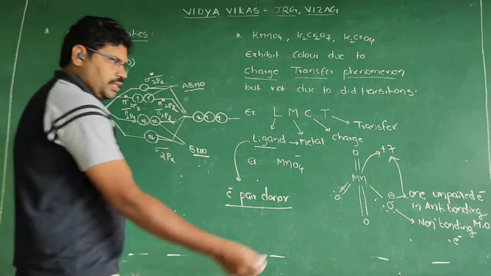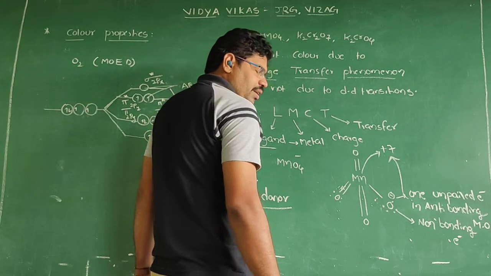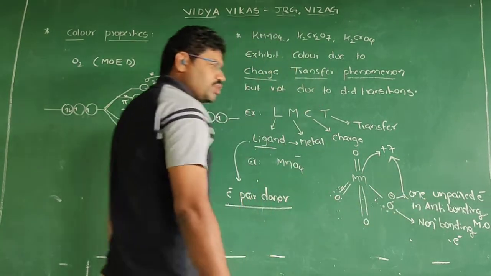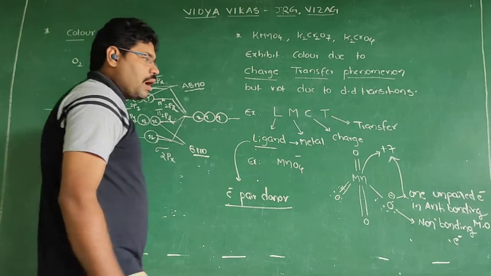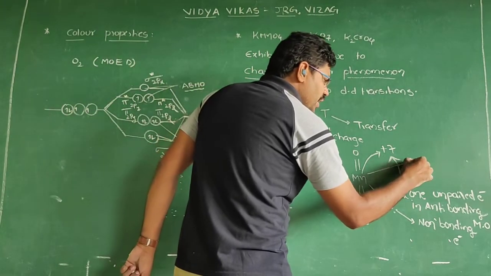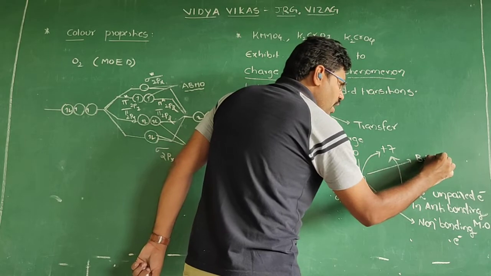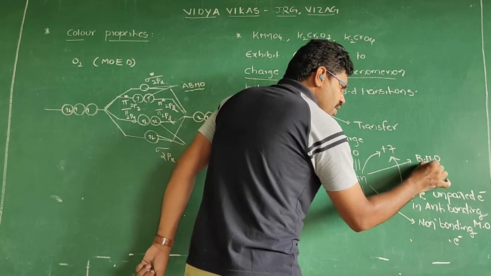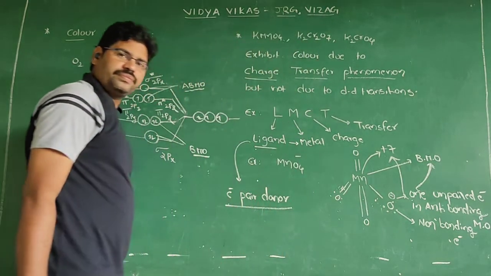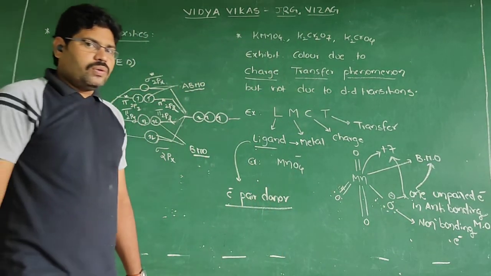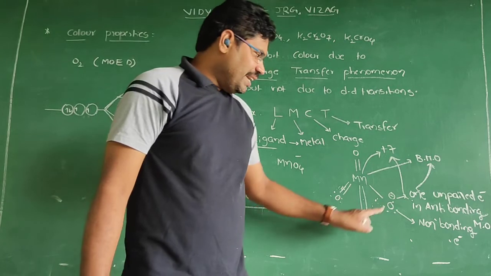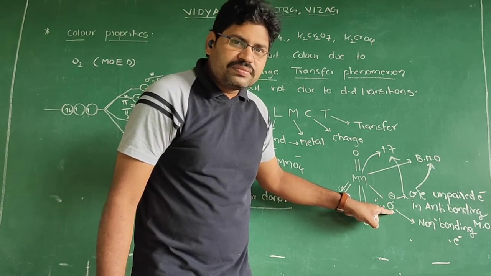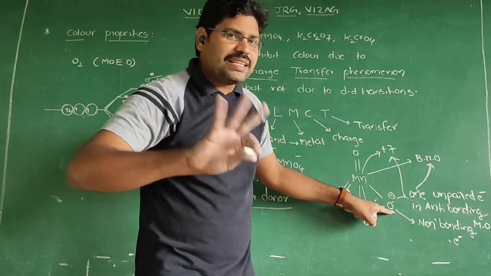So which unpaired electron? The unpaired electron present in O minus. So the unpaired electron from the anti-bonding molecular orbitals, dear students, shows the phenomenon of transferring charge into the bonding molecular orbitals present in manganese plus 7. That is why we call it a dt transition, because what is present in the ligands here is not a d orbital. So we name it a dt transition.